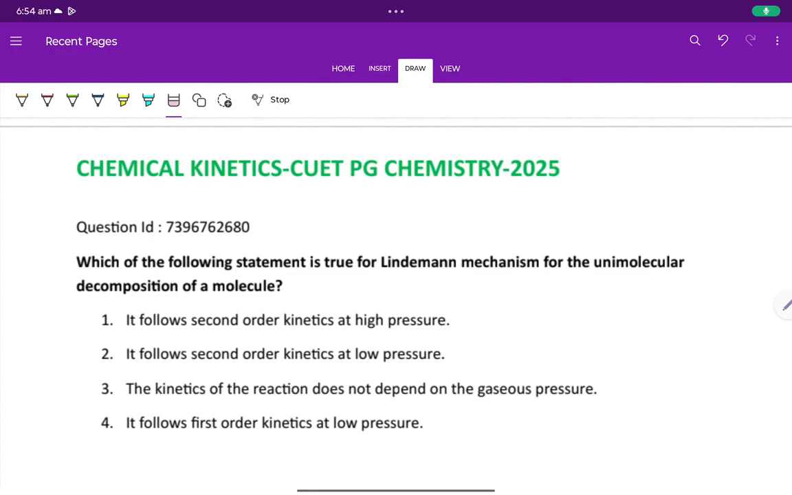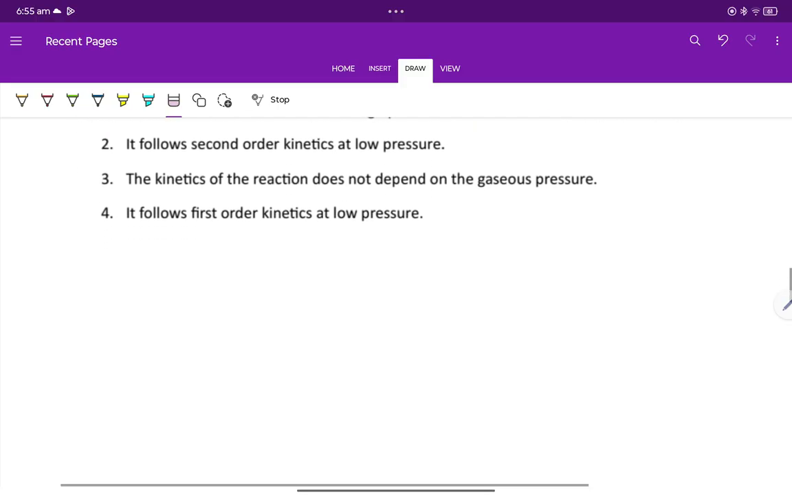The next question on chemical kinetics is from the Lindemann mechanism for unimolecular decomposition of a molecule. You are asked to determine what will happen for a Lindemann mechanism at different pressures, whether it is high pressure or low pressure, etc. Even though it is a very simple problem, let us try to go to the mechanism.